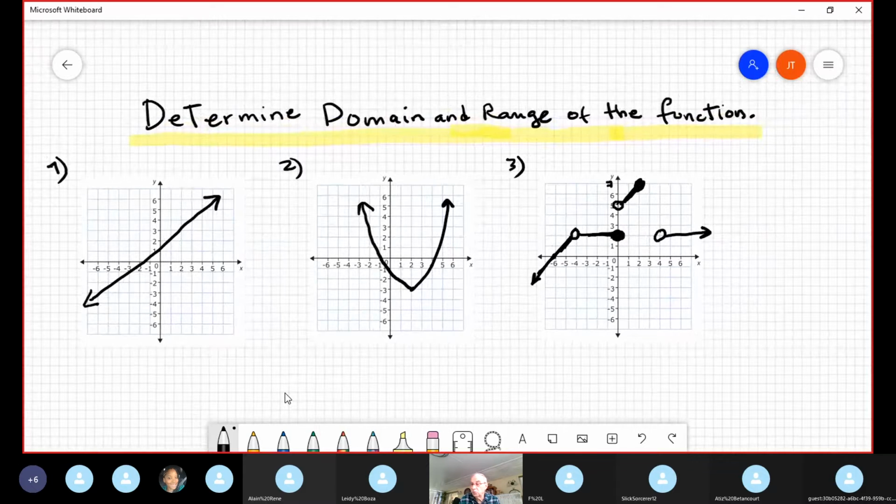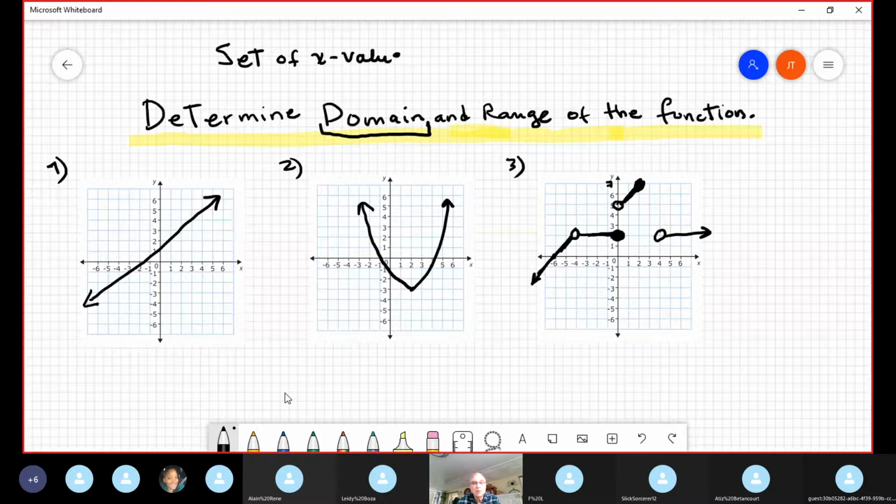Let me try to help you understand, okay? Recall again, domain. What is domain? This is a famous word that we use every day. Domain is a set of X values, of course, in which the function is defined.